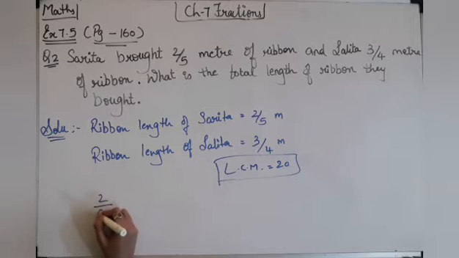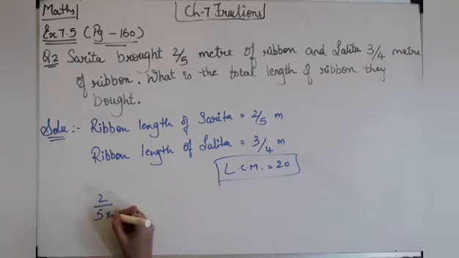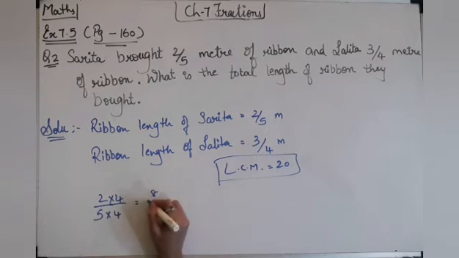So now let's put this LCM into the denominator. So 2 upon 5. By which number will I multiply to get 20? I will multiply by 4. So in the numerator also by 4: 2 4s are 8, and 5 4s are 20.